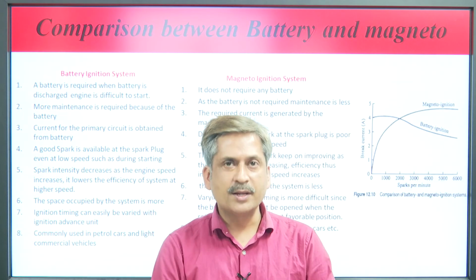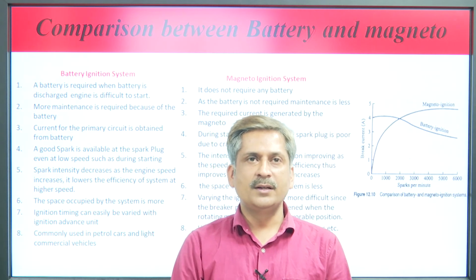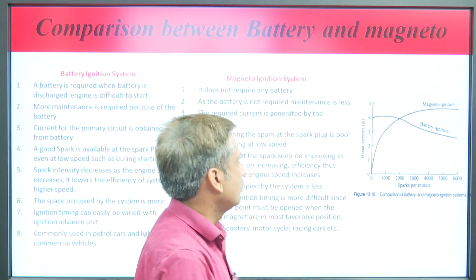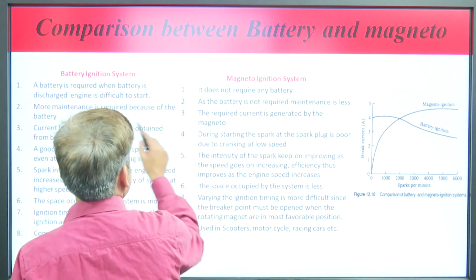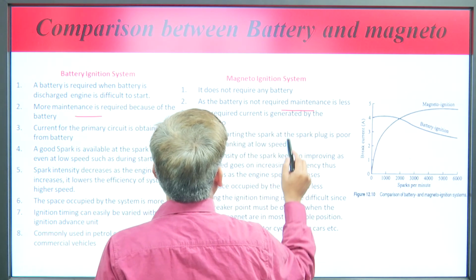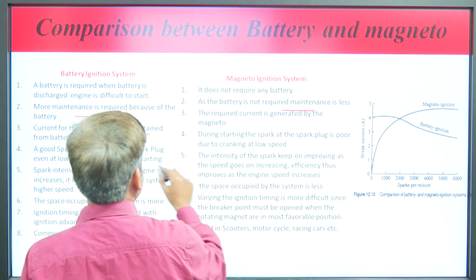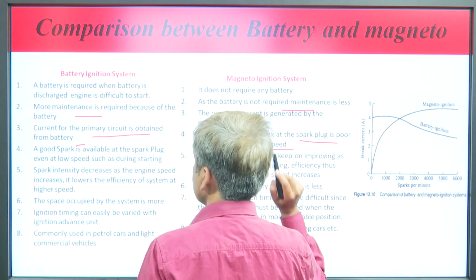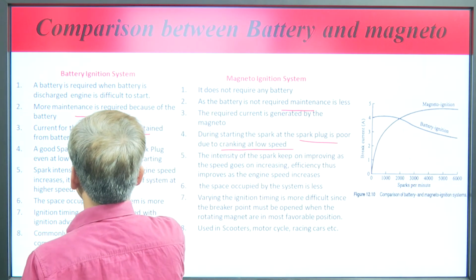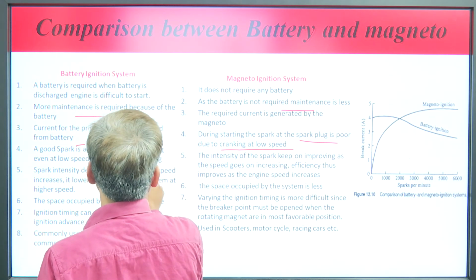This is the comparison of the battery ignition system and the magneto ignition system. In battery ignition we need a battery; in magneto there is no battery, so it needs less maintenance. Current for the primary circuit is obtained from the battery. During starting, the spark at the spark plug is poor due to low cranking speed. In magneto, a good spark is available at the spark plug even at low speed, such as during starting.